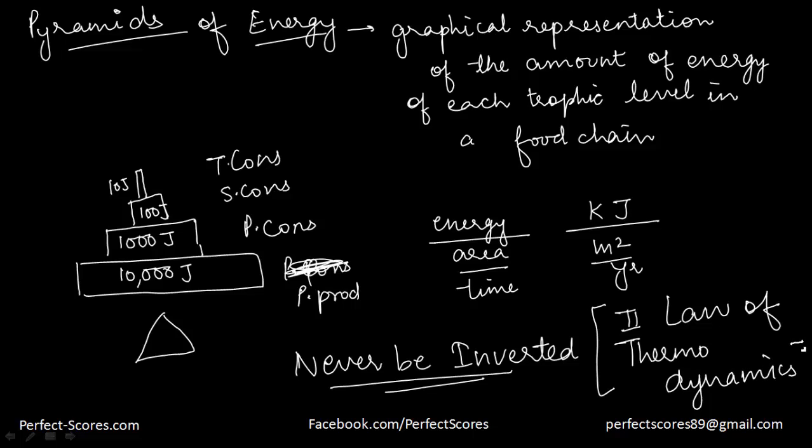So let me write it down over here. Each level of the pyramid of energy should be approximately 1/10 the size of the level preceding it, because energy transformations, when they go in this direction, are only 10% efficient. That is the reason we came from 10,000 joules to 1000, from 1000 to 100, and from 100 to 10 joules of energy.